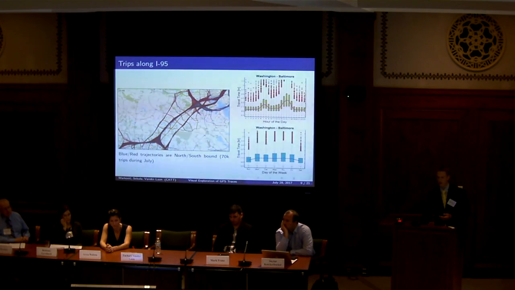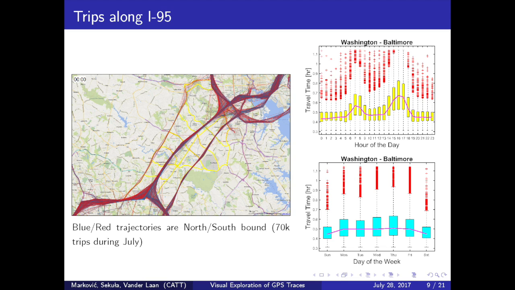And we can also look at the travel times and how they vary by hour of the day or perhaps day of the week. So here in this upper plot, we see a typical bimodal distribution where the travel time is typically higher during the AM and PM peak period.